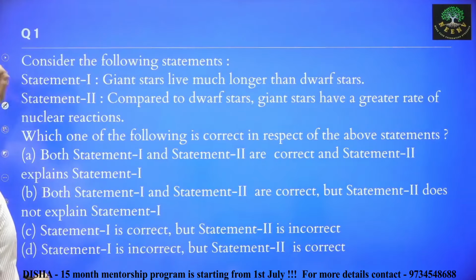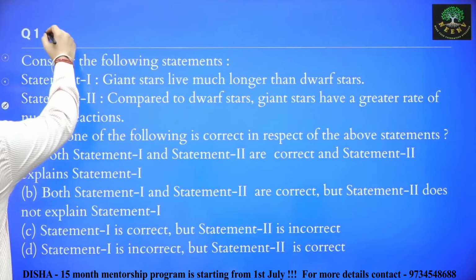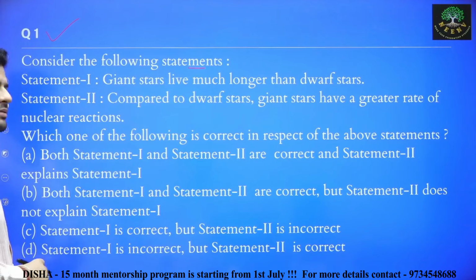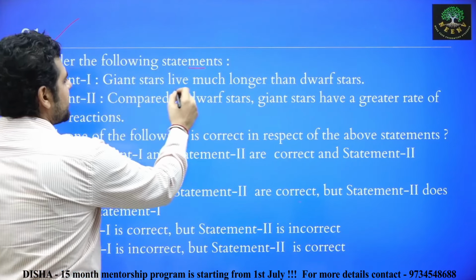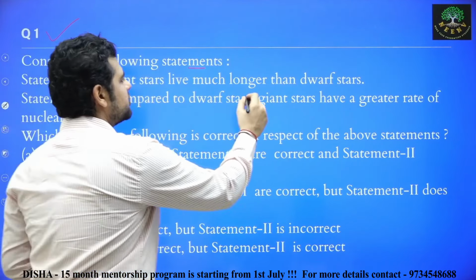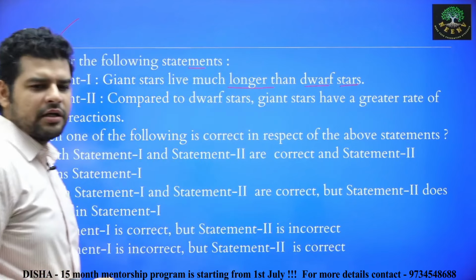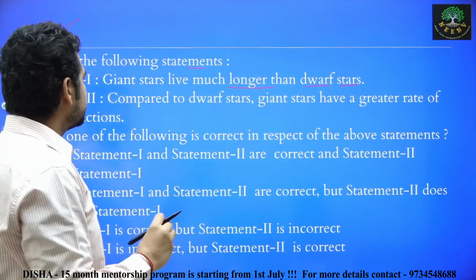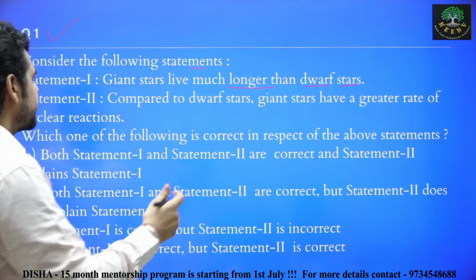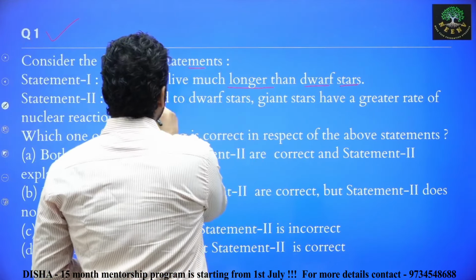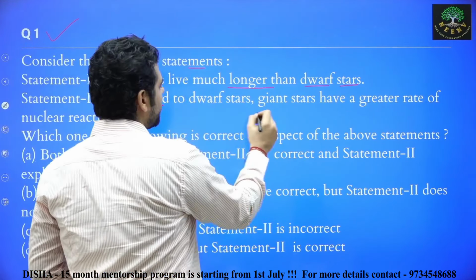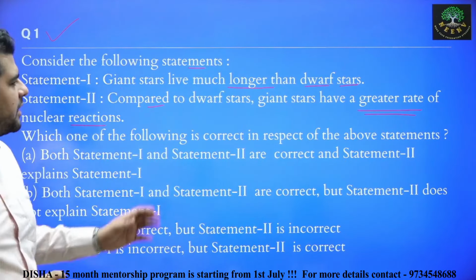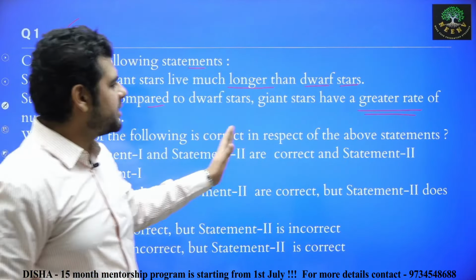So the first question, let us see that. The first question says, consider the following statements. This is a statement type question. First statement is, giant stars live much longer than dwarf stars. So the first statement is a comparison between the giant and the dwarf stars. The second says, again with a comparison, that compared to dwarf stars, giant stars have greater rate of nuclear reactions. So the keyword in this statement is greater rate.